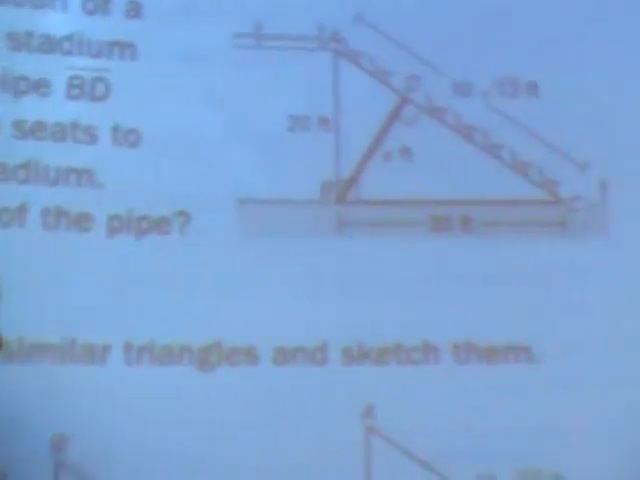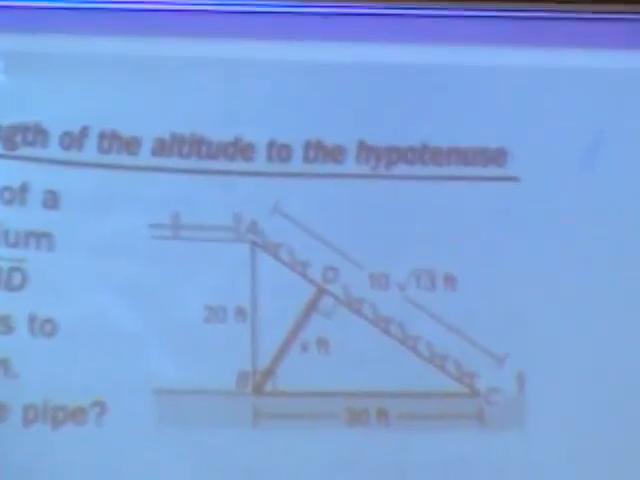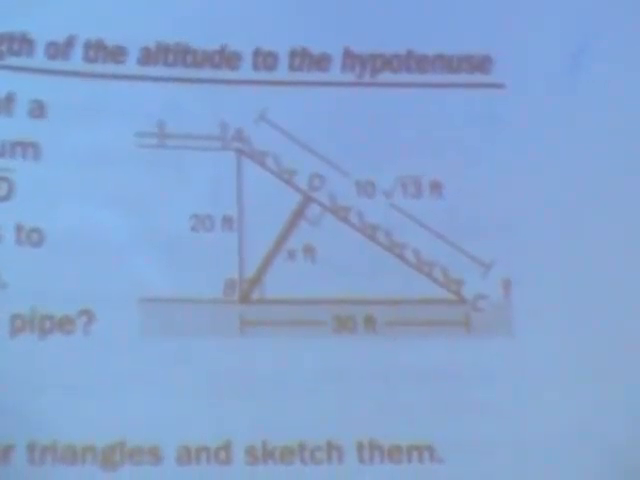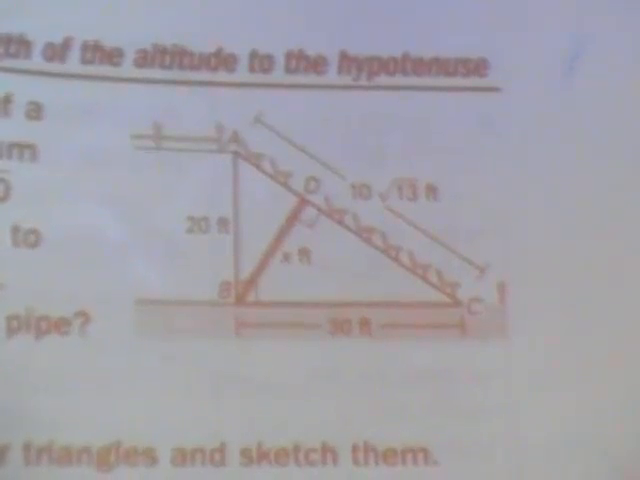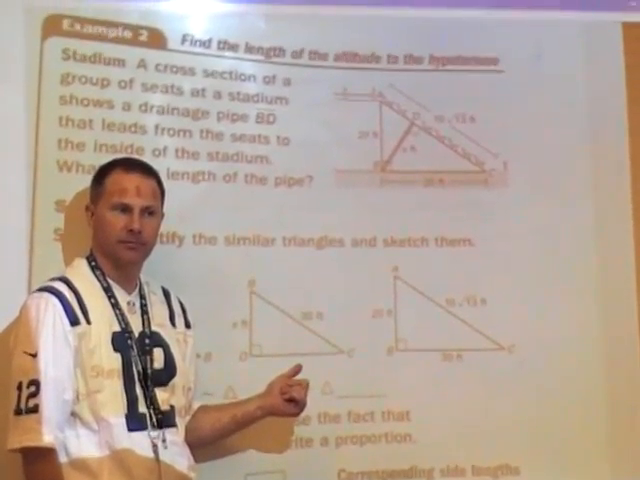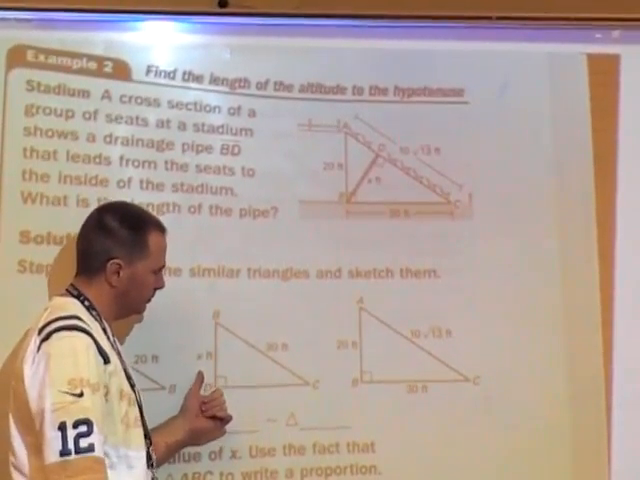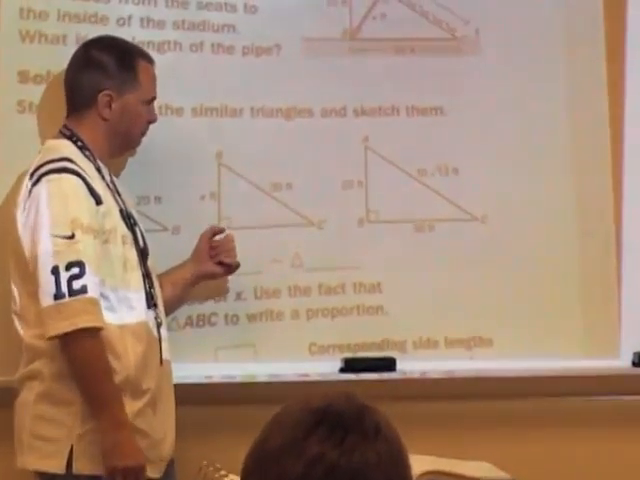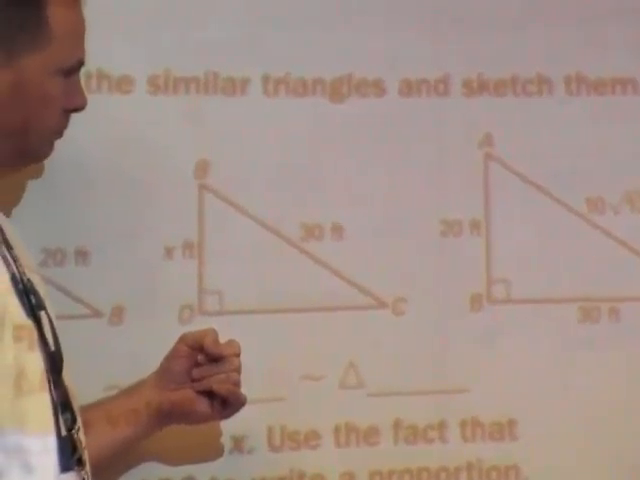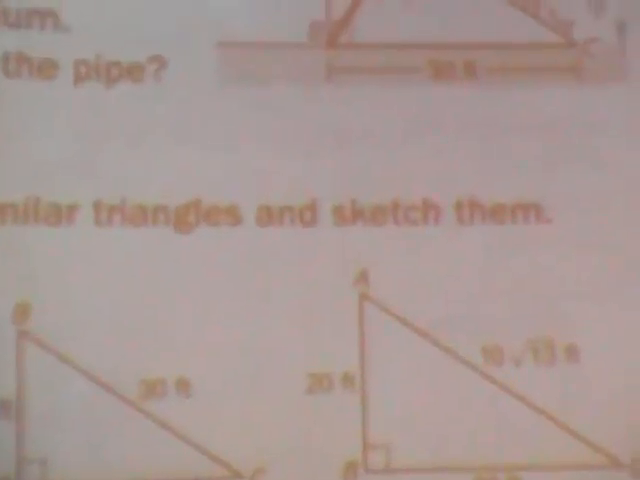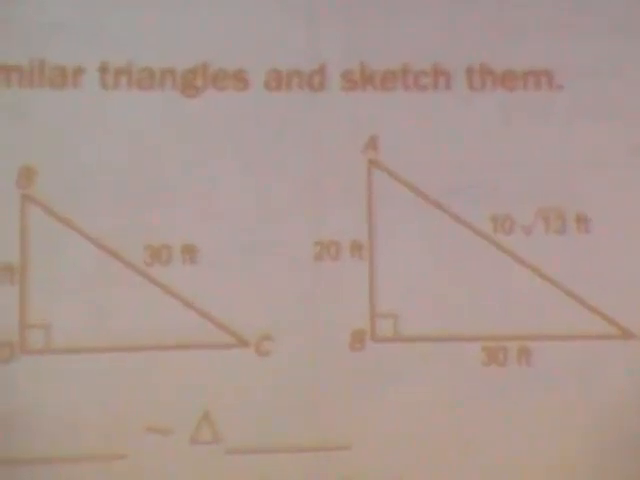So if I look at these two triangles, how would I set up the proportion to solve for x? X over 20 equals 30 over 10 times the square root of 13. Then you just do cross multiplication and get done.